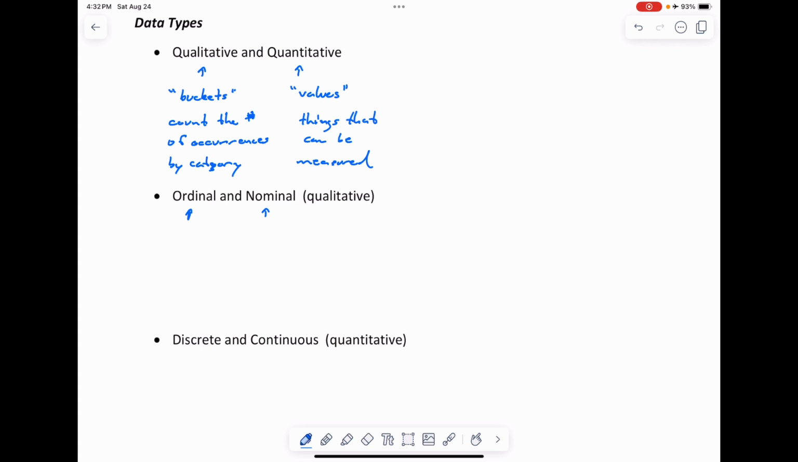Ordinal is specifically with qualitative data, so again, think of your buckets. If your data is ordinal, you're saying that the order of the categories is important. So saying blue, then green, then red is important if that is going to be different than saying red, then blue, then green. Okay, so that's ordinal. And then nominal is when it's not important. It doesn't matter what order I put those colors in, and so on.